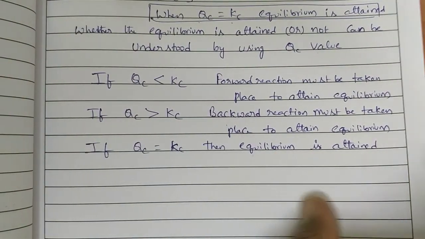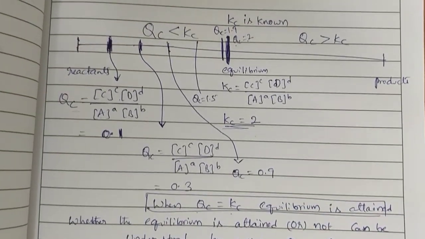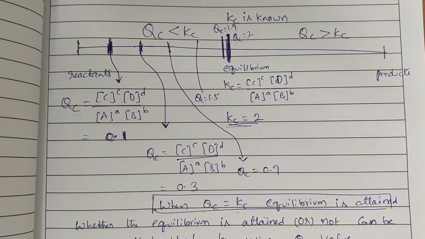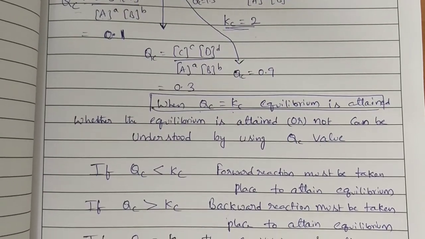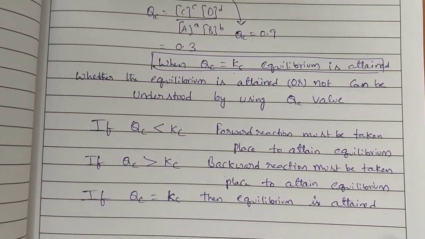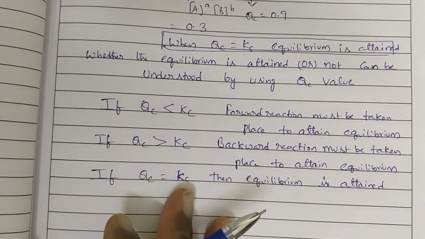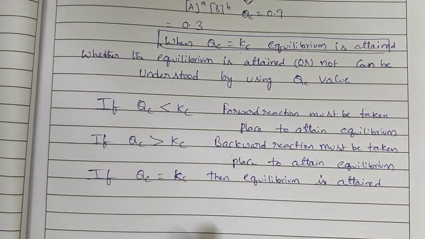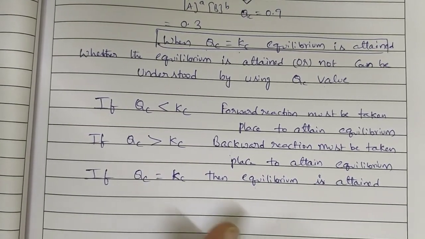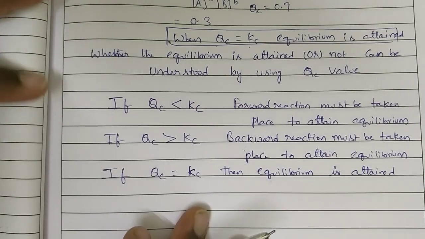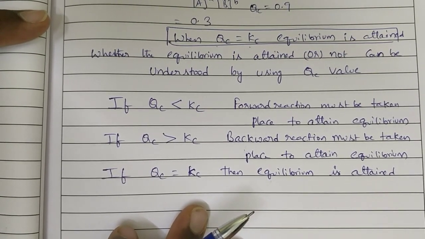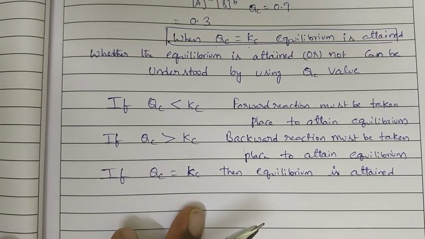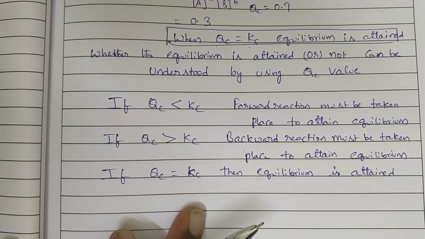And what about the importance of the reaction coefficient we have seen? Reaction coefficient is represented by QC. When QC is less than Kc, forward reaction must be taken place to attain equilibrium. If QC is greater than Kc, backward reaction must be taken place to attain equilibrium. If QC is equal to Kc, then equilibrium is attained. These are the things we have studied in today's class. I hope you are clear.